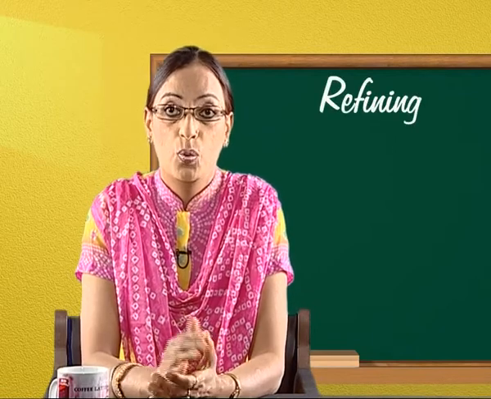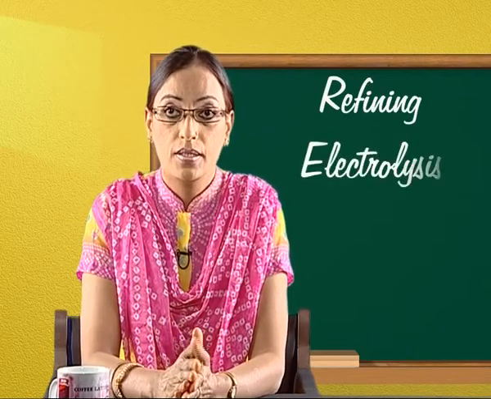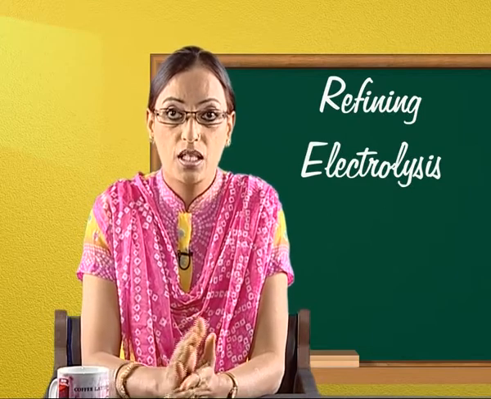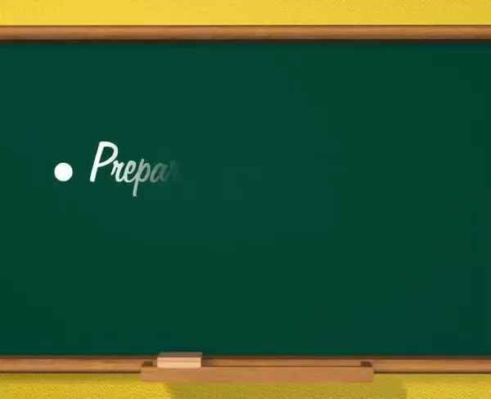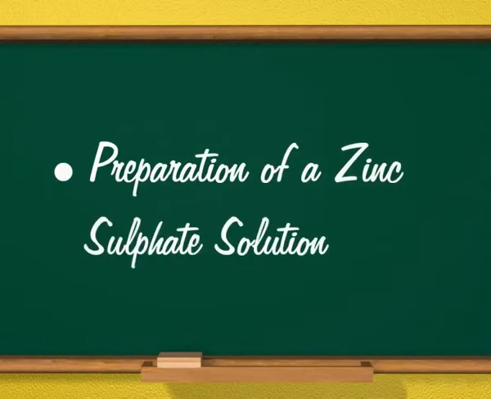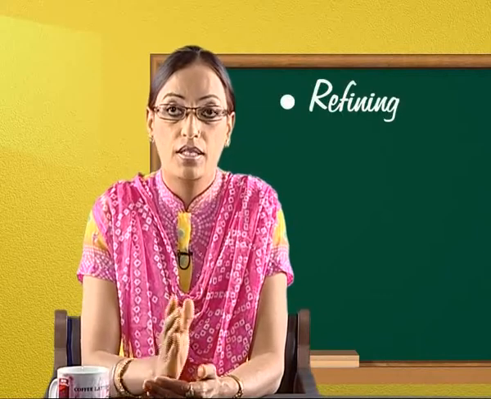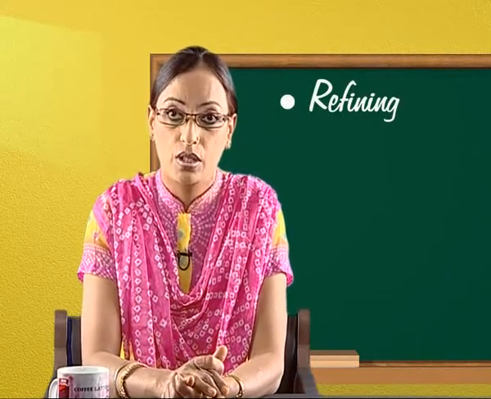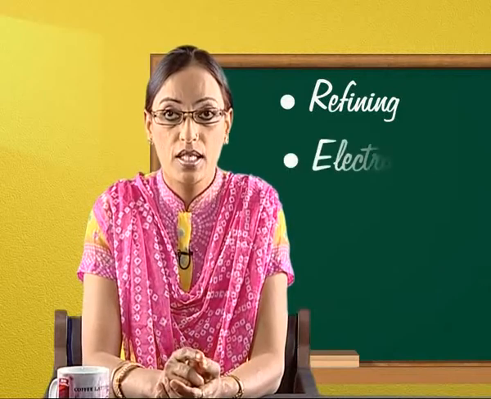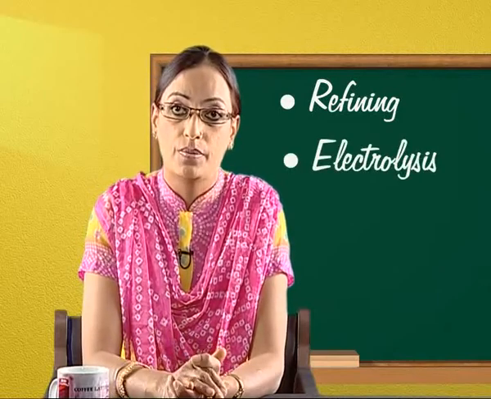Let us now come to the process of refining, which includes electrolysis. The basic steps in this process include preparation of a zinc sulfate solution by leaching zinc oxide calcines, which are produced by the roasting of sulphide concentrates, in dilute sulphuric acid. Refining of the resulting zinc sulfate solution and electrolysis of the purified solution.